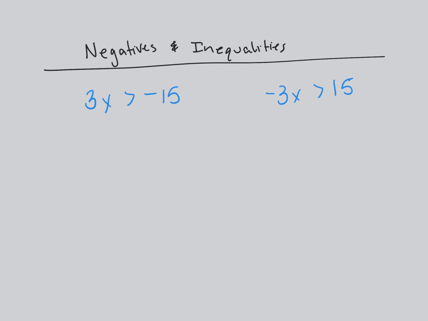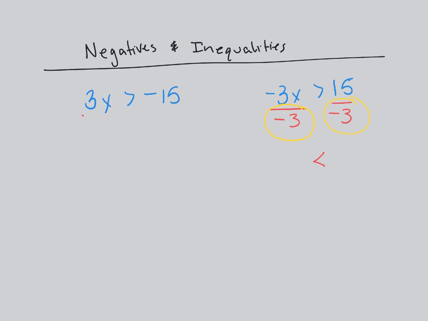Let's start with this one on the right hand side. If I were to solve this inequality, I would divide both sides by negative 3. And then what I'm looking at is this right here. What did I do? I divided by a negative 3. Because the operation that I performed was dividing by a negative, that sign would change to a less than.